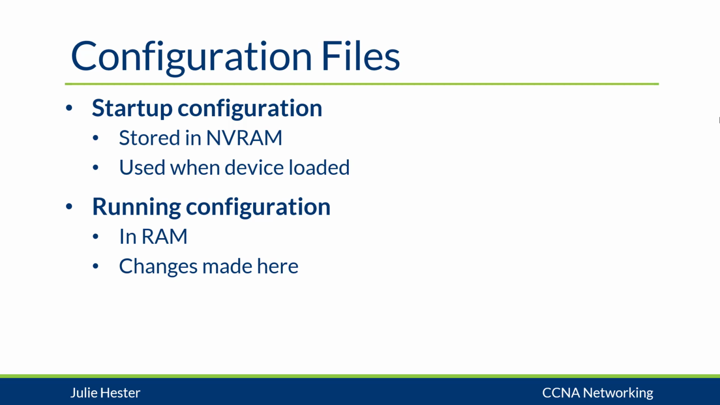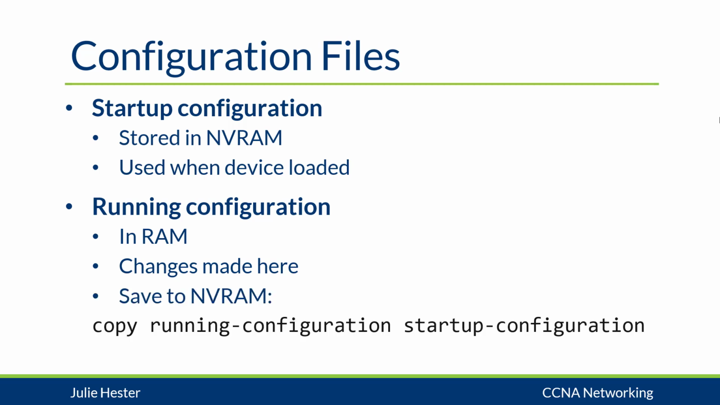So for our switch, we can make all the changes we want in the running configuration, but we need to save that configuration before we turn it off so that the next time the switch starts up, it can load our changes. And how we're going to do that is we're going to issue the copy running-config startup-config command, and that's going to take all those changes, save them into NVRAM so that the next time the switch turns on, it will load everything we've been doing.